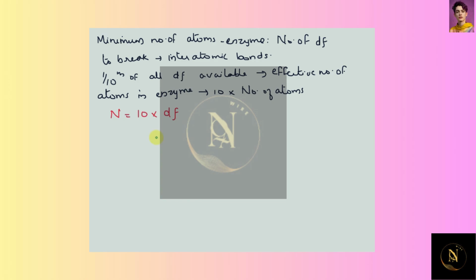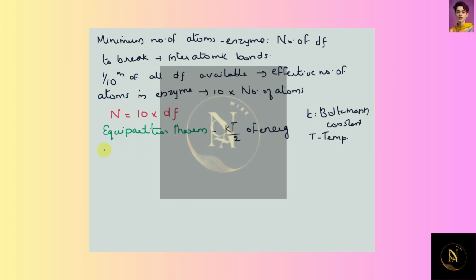So, to calculate the degrees of freedom, we can use the equipartition theorem, which states that each quadratic degree of freedom of an atom contributes kT/2 of energy, where k is the Boltzmann constant and T is the temperature.